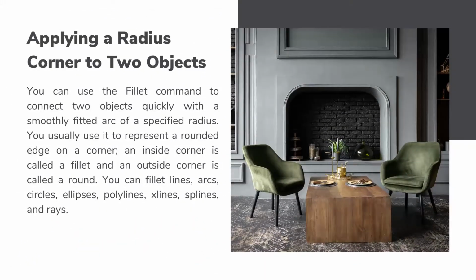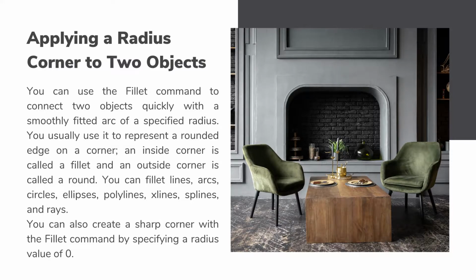So, you can use the fillet command to connect two objects quickly with a smoothly fitted arc of a specified radius. You usually use it to represent a rounded edge on a corner. An inside corner is called a fillet and an outside corner is called a round. So you can fillet lines, arcs, circles, ellipses, polylines, X-lines, splines, and rays. So you can also create a sharp corner with the fillet command by specifying a radius value of 0.